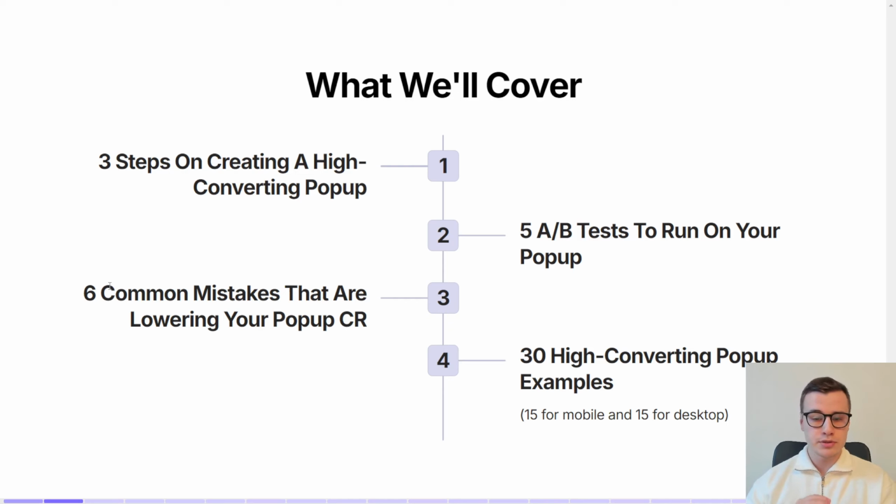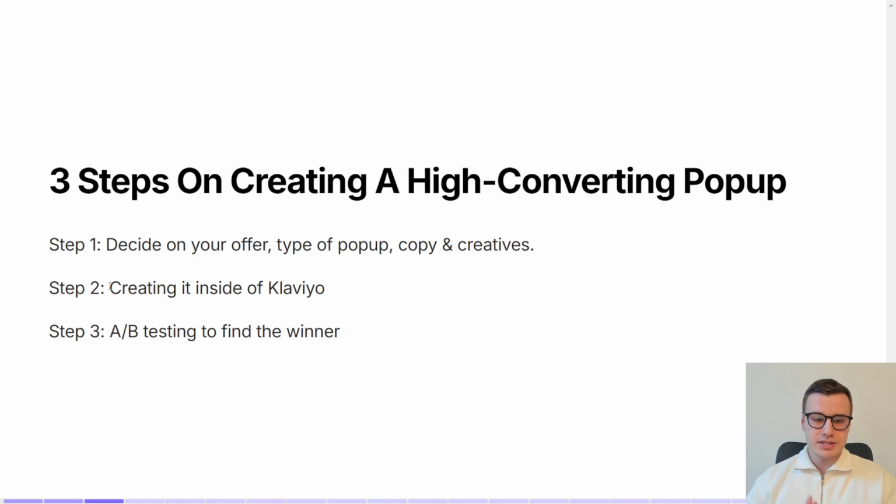Besides that, I'll also tell you the 5 high needle moving A/B tests to run, 6 common mistakes that are lowering your pop-up conversion rate, and 30 high converting pop-up examples, so 15 for mobile and 15 for desktop. So let's get started. Now, these are the 3 steps.